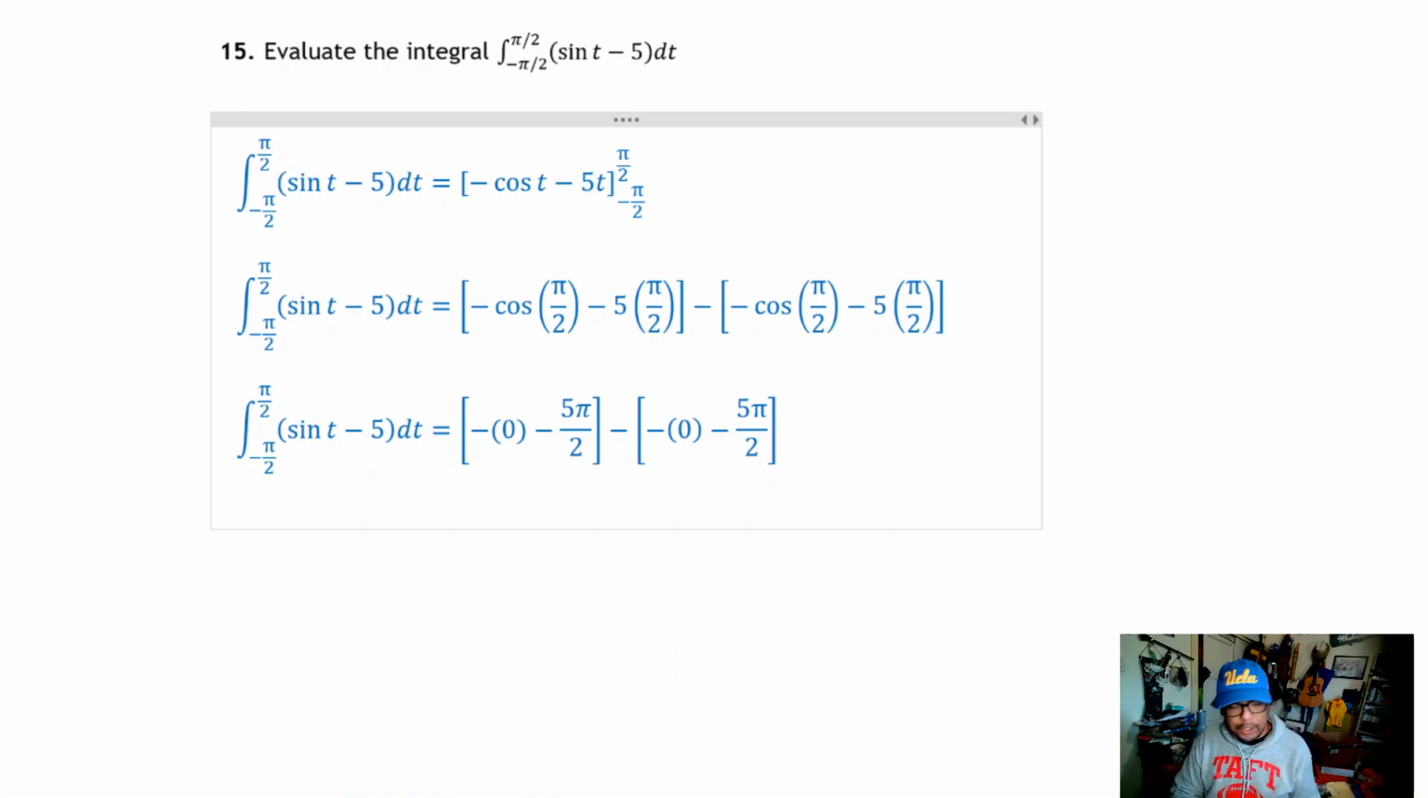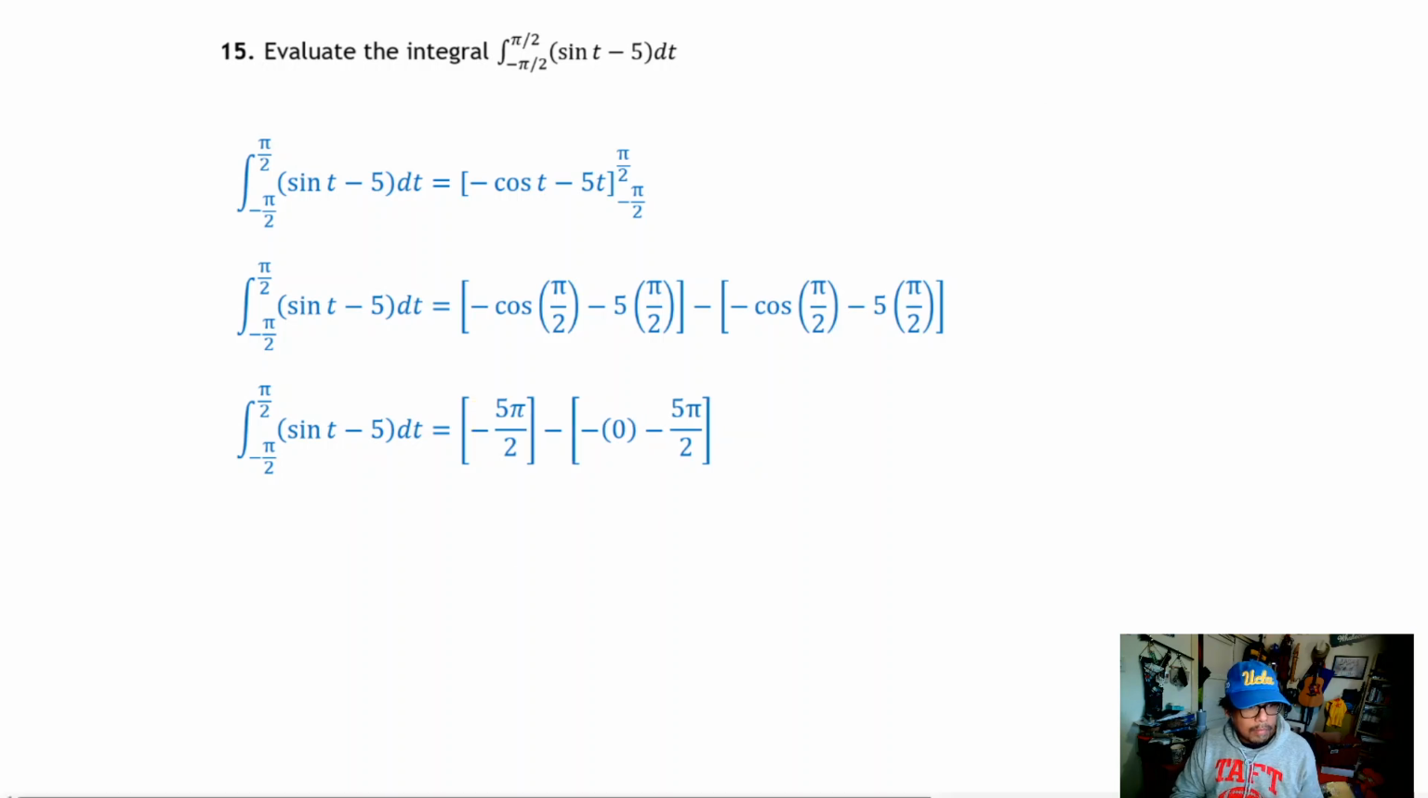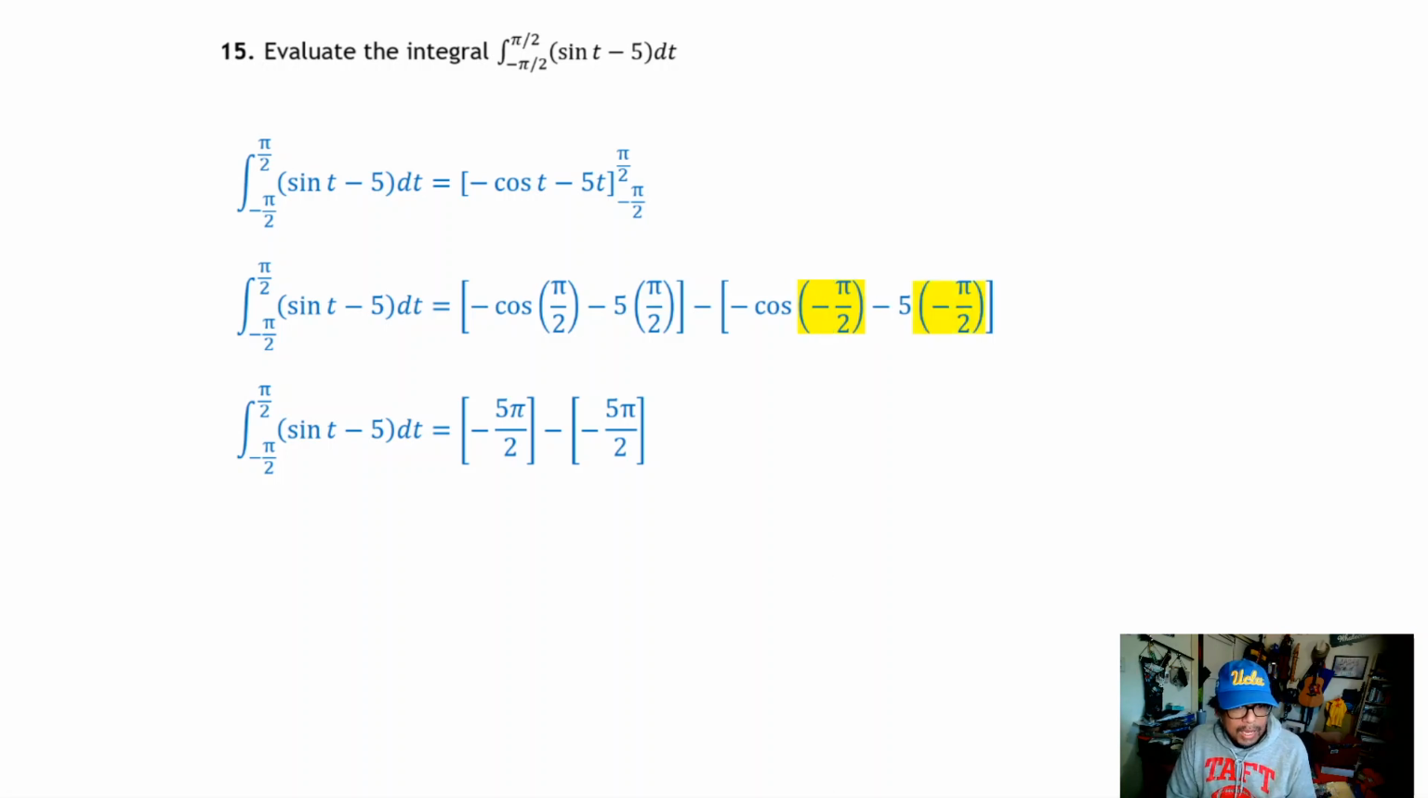Then we'll do some simplification. And it does seem like I made a quick error. That lower limit was supposed to be negative pi over 2. So looking up over here, that should be a negative pi over 2. So should that one on the back end over there. That doesn't really affect the cosines, since cosine of negative pi over 2 is just 0. But it does affect this 5 pi over 2 here, since that should actually be negative 5 pi over 2.